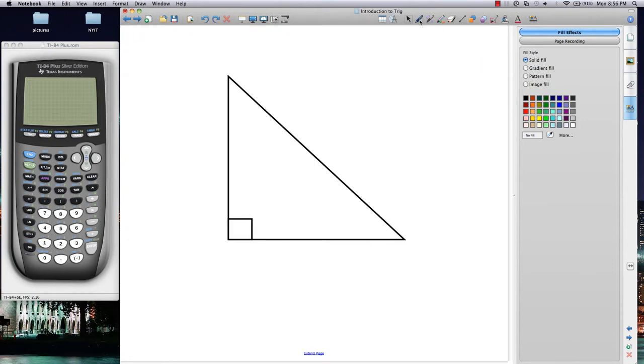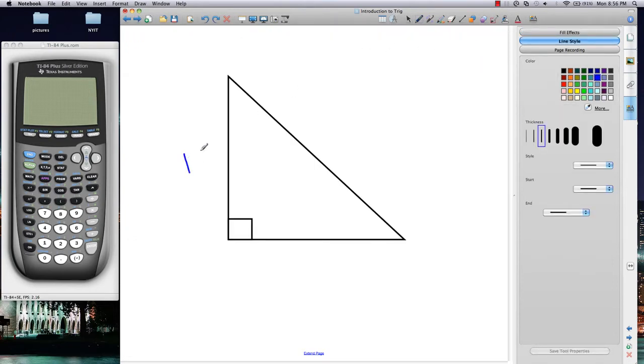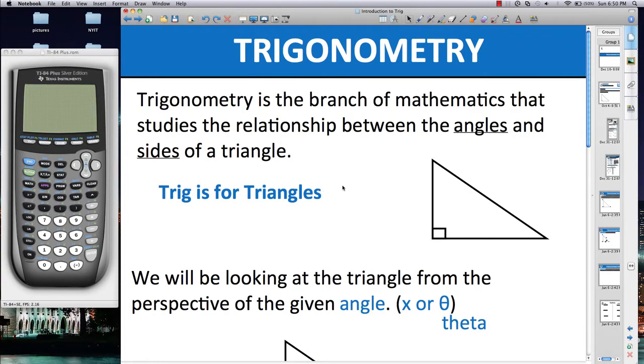Now if we are only given, say, one side and an angle, well then we have to do something different, and that's when trigonometry comes into play. So trigonometry is the study of triangles, and we're going to look at the relationship between the angles and the sides of a triangle. The angles and the sides of a triangle.